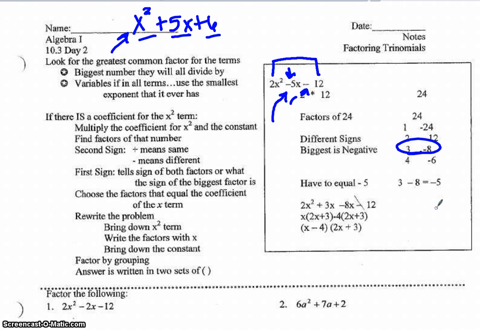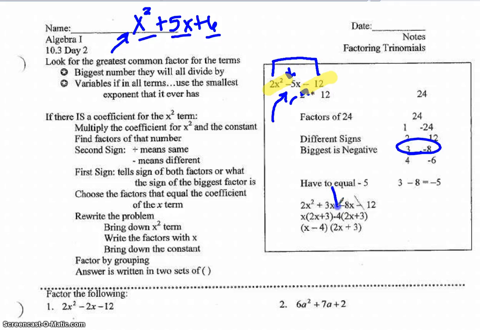Here's where it gets different. You're going to bring down the 2x squared, which is what they wrote right here. Pull over the two factors you chose with the correct sign and put an x with them. So plus 3x minus 8x. And then bring down the minus 12 that was at the end. You now have 4 terms.